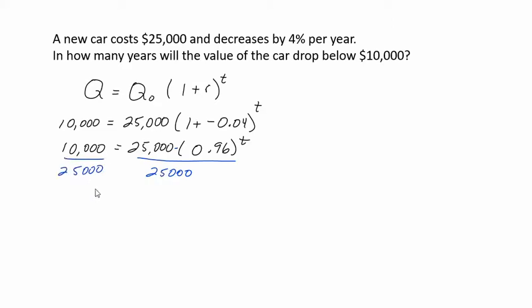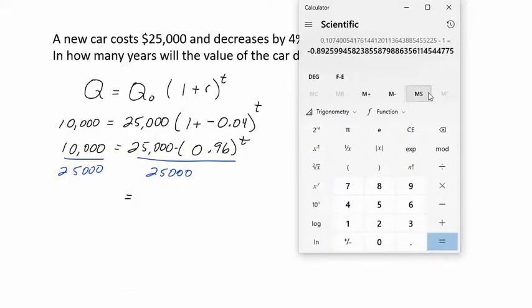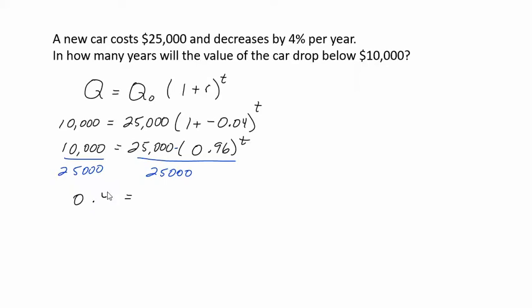Alright, so 10,000 divided by 25,000. We can put that in our calculator. Actually, all the zeros are going to cancel out there, so we can just do 10 divided by 25, which is 2/5, which is 0.4. Alright, so we have 0.4 equals 0.96 to the T. We don't need those parentheses anymore.